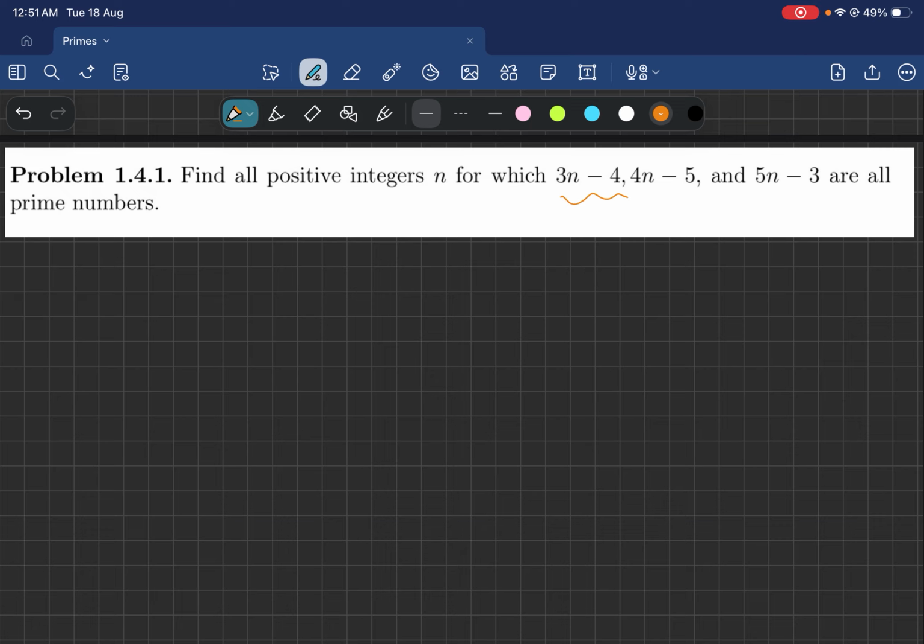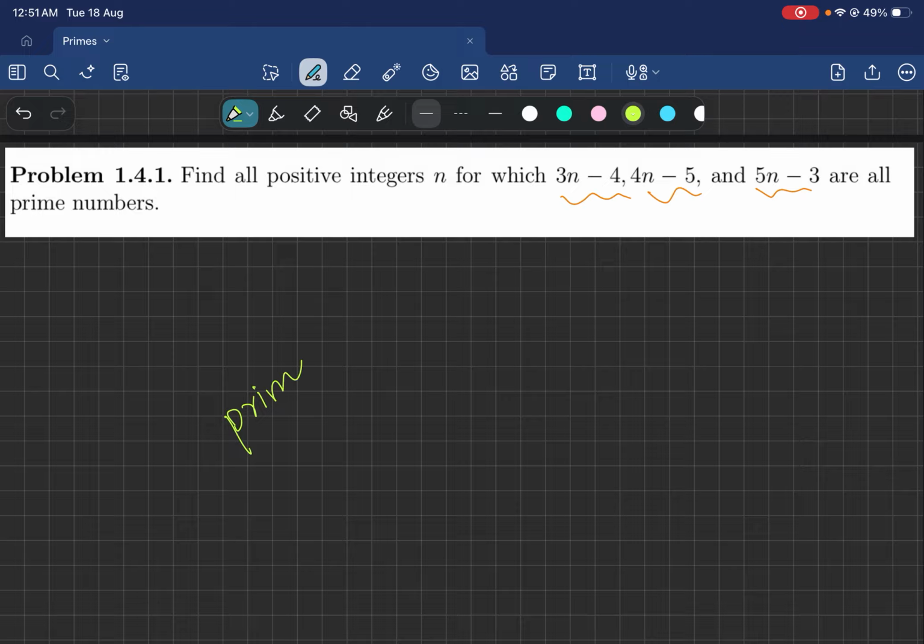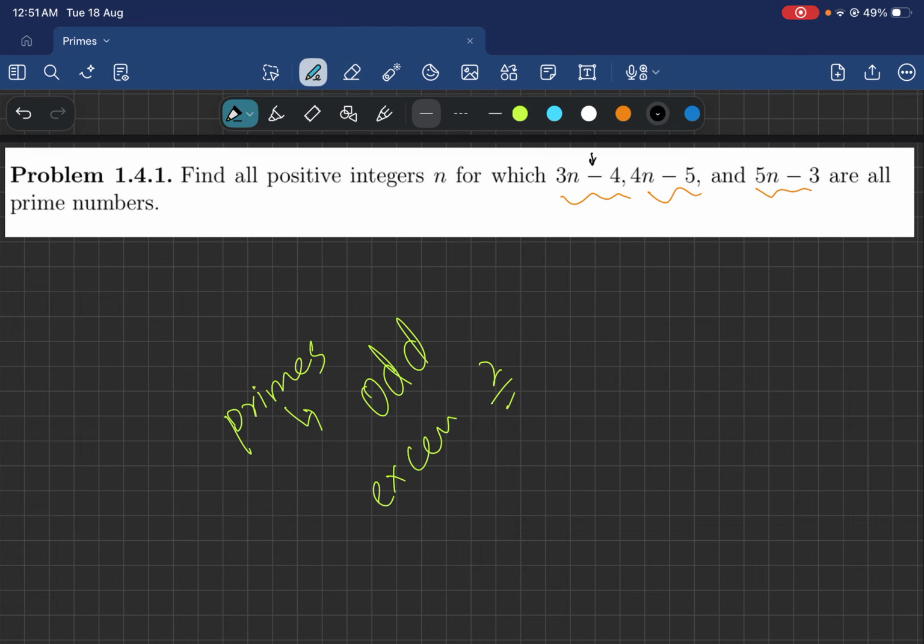So this question wants us to find for what values of n these three expressions are prime. The very first thing that comes to my mind, and probably yours, is that prime numbers have a huge weakness: almost all of them are odd except 2, which is even. So if we force these expressions to be even, then we know that there is only one even prime. That means 3n minus 4 has to equal 2, or any other expression.